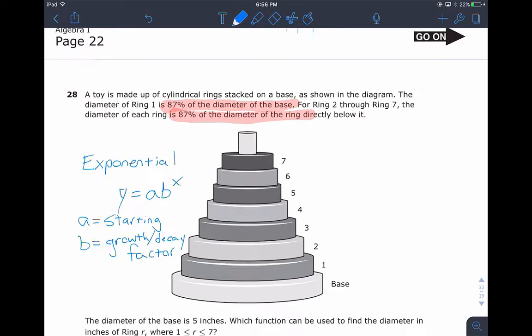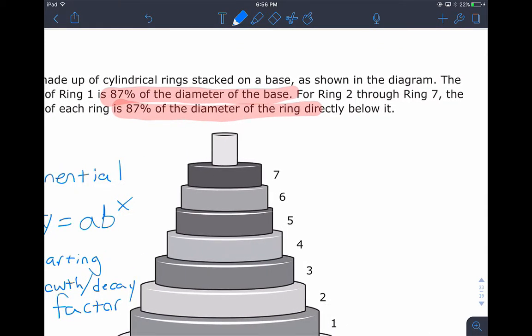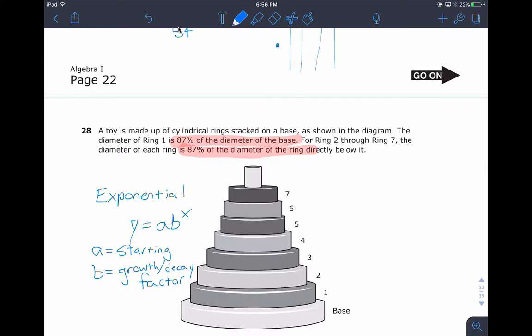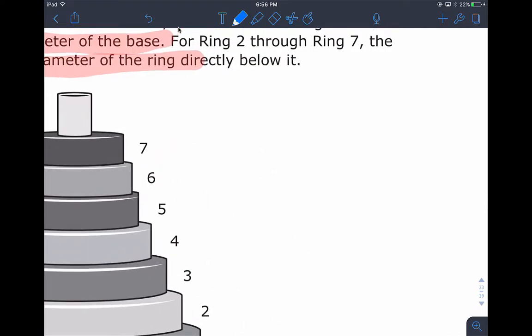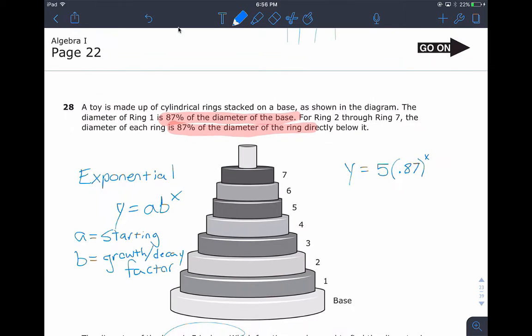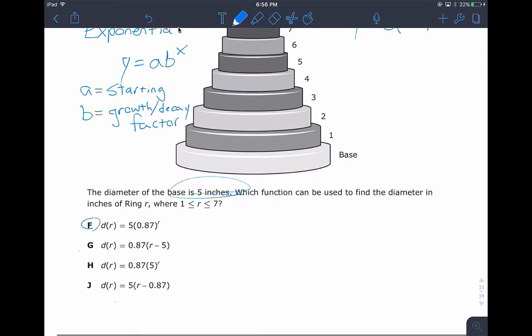So in this case here, we're starting with, I think, a diameter. Where does it say? Base. Oh, here we go. The diameter is 5 inches. That's the biggest one. And then from there, we can go find the rest of them. So we would multiply by 87%. And since we're doing that a couple of times, we'll raise that to x for each layer that we're talking about there. So that would be answer F right there.